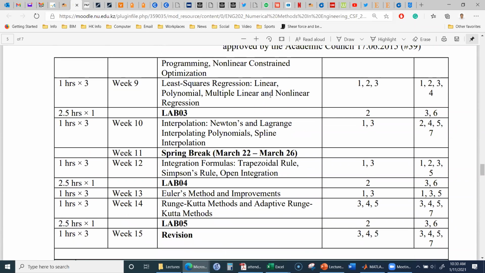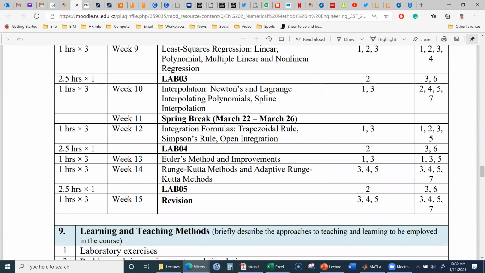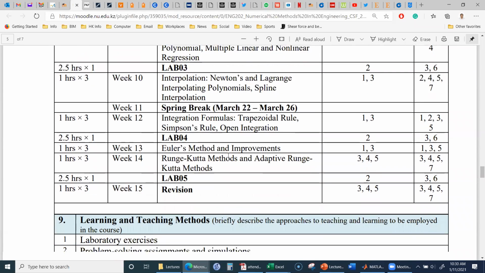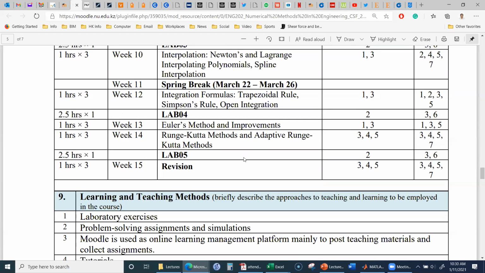Then you will have the least squares regression, linear, polynomial, multiple linear. So these are the methods which are used for the regression analysis. And then by this time, we will also learn about the different interpolation methods, and then the area under the curve methods, and then finally the numerical solutions of the differential equations.